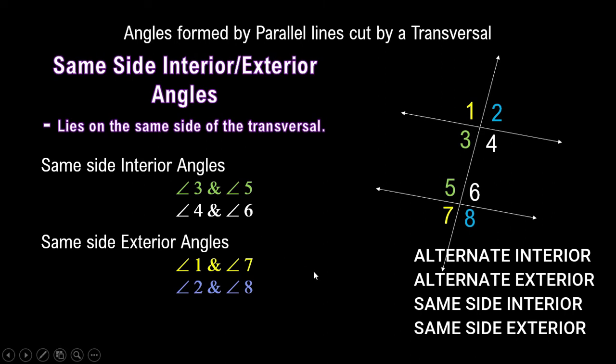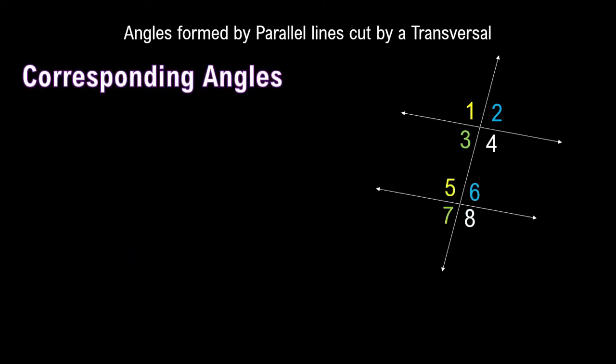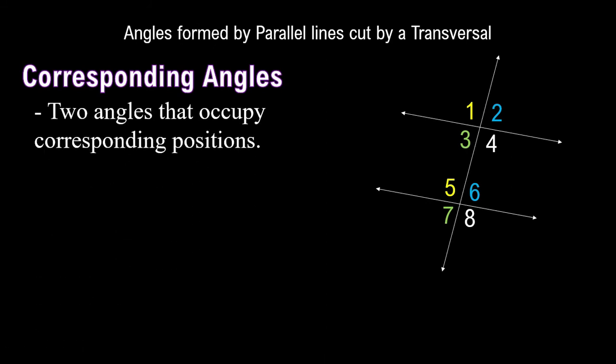So the last one is what we call the corresponding angle. By definition, corresponding angles are two angles that occupy corresponding positions. The simple term is that these are two angles which are on the same position in our parallel lines. Okay, so we have the first example.